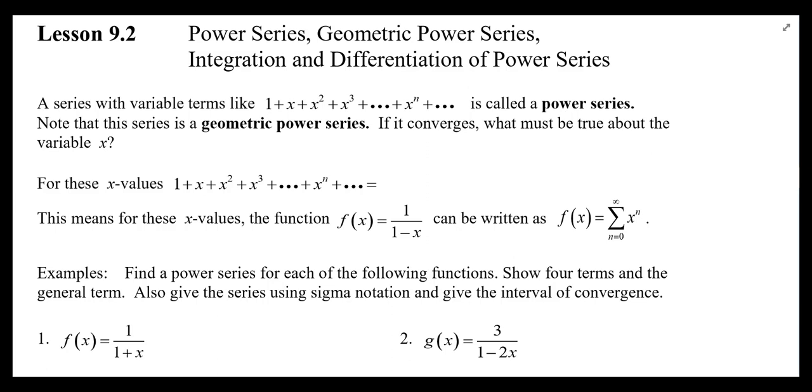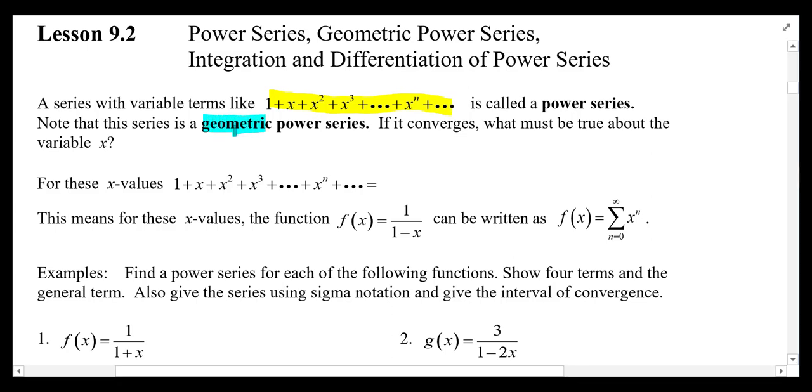Well, a series with variable terms like the one I showed here, 1 plus x plus x squared plus x cubed, all the way to x to the power n and keep going, is called a power series. Really, a whole bunch of terms with powers of x added together. Notice that this one is a special power series. This is a geometric power series. Why do I call it geometric?